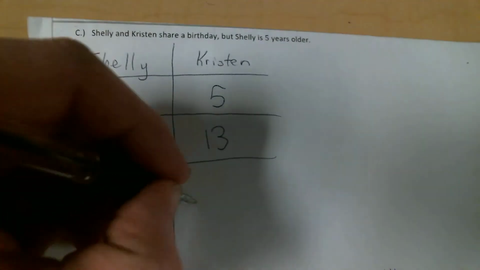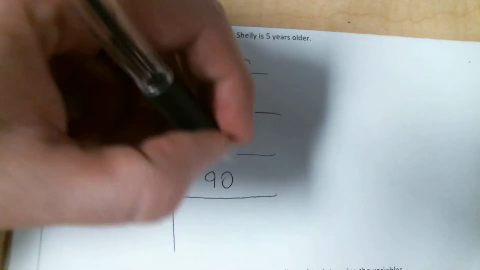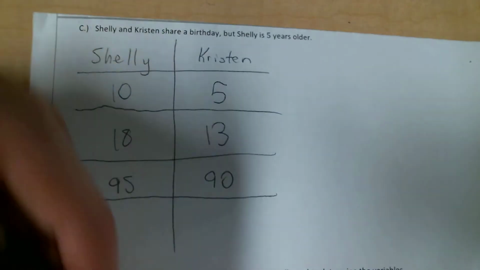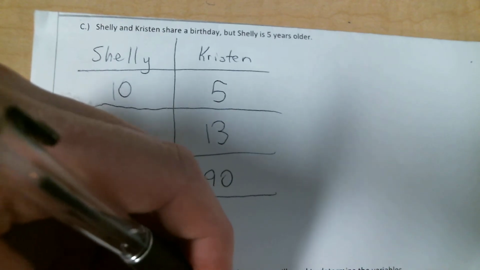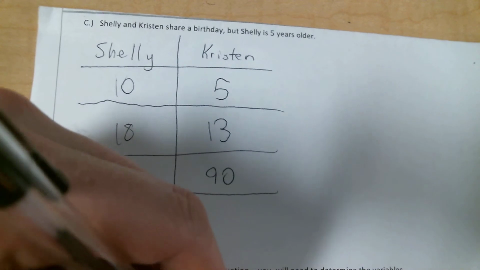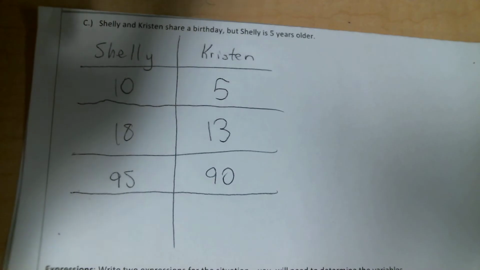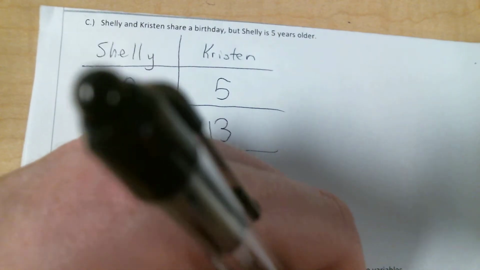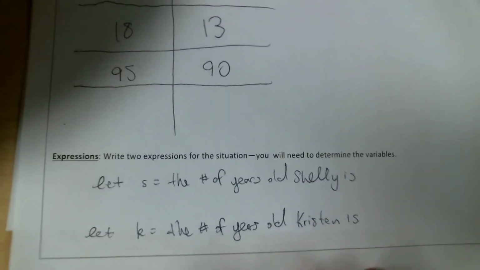So that means when Shelly is, let's go really old, when she's 95, that means Kristen is going to be 90. And so let's go ahead and see what you can think here. So let's let S be the number of years old Shelly is. And let's let K be the number of years old Kristen is. So let's see if we can write 2 expressions. We've got our variables defined.